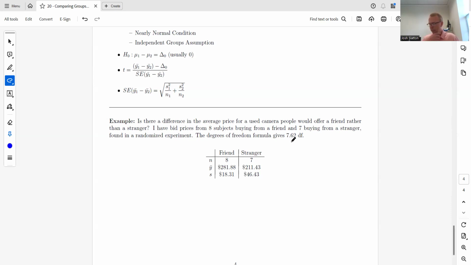So we do need to find the standard error here, and I guess we could also write the hypotheses. So we'll have mu1 minus mu2. We're going to assume a 0. And is there a difference? So again, is there a difference tells us that the alternative is simply not equal to 0. So mu1 minus mu2 not equal to 0.